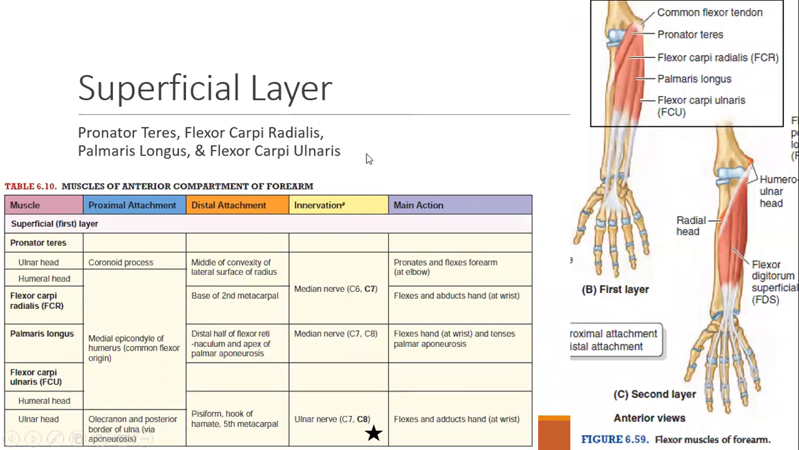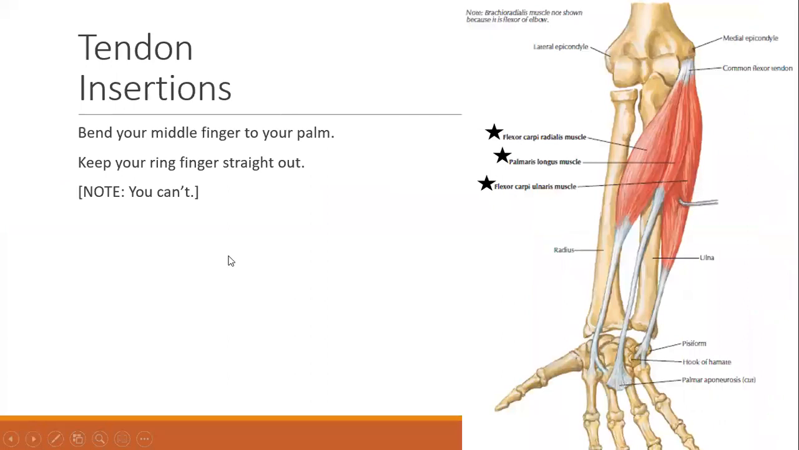When it comes to innervation of the muscles of the anterior forearm, it is mostly median nerve with the exception of 1.5 muscles. So the 1 muscle is flexor carpi ulnaris. So it makes sense that the ulnar nerve is going to innervate a muscle that's named flexor carpi ulnaris. So thankfully that one's nice and intuitive. The other 3 muscles that are in this layer, they're all innervated by median nerve.